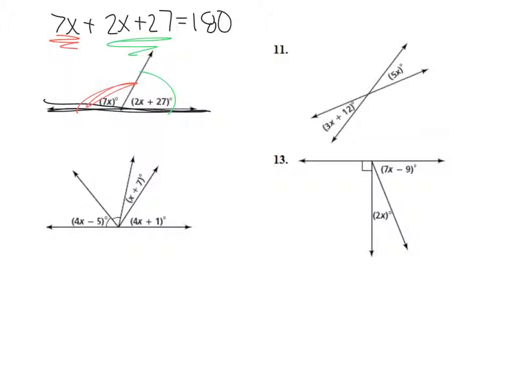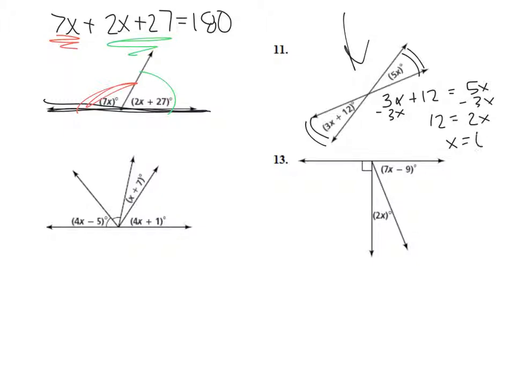Now this one right here, these two are vertical angles. So we know by the vertical angle theorem that their angle measures are equal. So I'm going to set 3x plus 12 equal to 5x. And then I could go ahead and solve for x. So 12 equals 2x, x equals 6. So if I plug in 6, this angle measures 30. And therefore, this angle has to be 30.